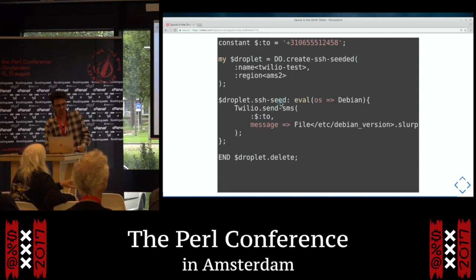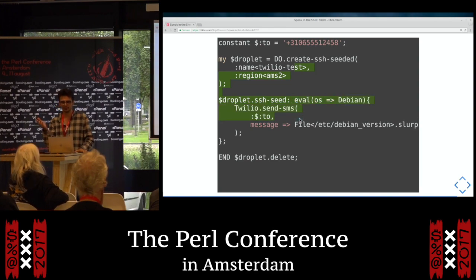And then we're going to SSH into it. What this seeding SSH does is it doesn't change the public key, private key pair for the normal SSH on port 22. It just runs another SSHD on port 22222. So we're going to SSH into that, and we're going to run this script, which is the send SMS. And then at the end, we're going to delete the droplet.